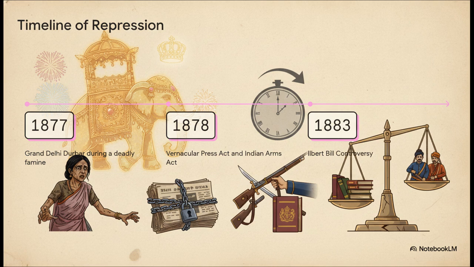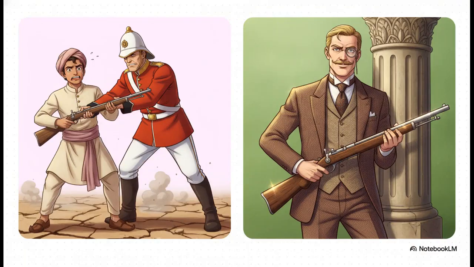And then finally, in 1883, under Lord Ripon, we get the explosive Ilbert Bill controversy. Let's look at the blatant hypocrisy here. Under the 1878 Indian Arms Act, Indians were literally criminalized if they carried firearms without a license. But Europeans and the British?